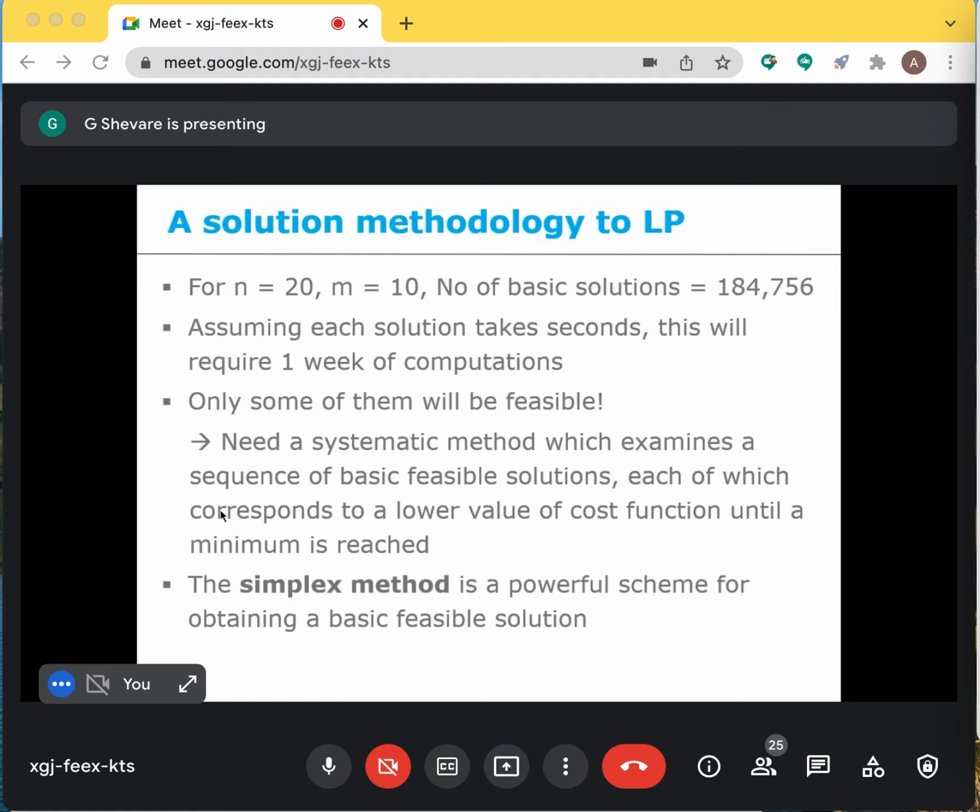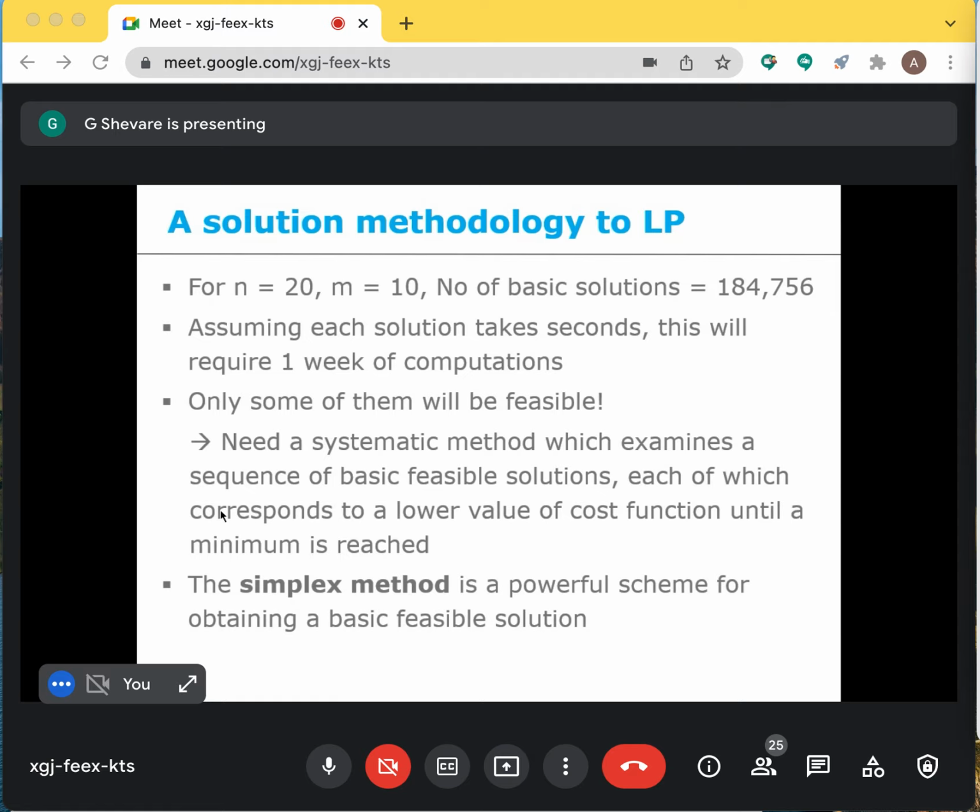Assuming each solution takes 1 second, this will require close to 1 week of computation. And then it so happens only some of them will be feasible, in the sense the values for the design variables will be positive. So this obviously cannot be done. So we need a systematic method which examines a sequence of basic feasible solutions, each of which corresponds to a lower cost of the cost function until a minimum is reached. And if possible, it should be monotonic and it should be faster.